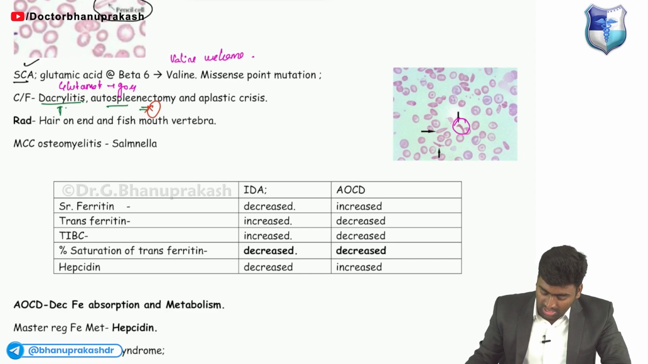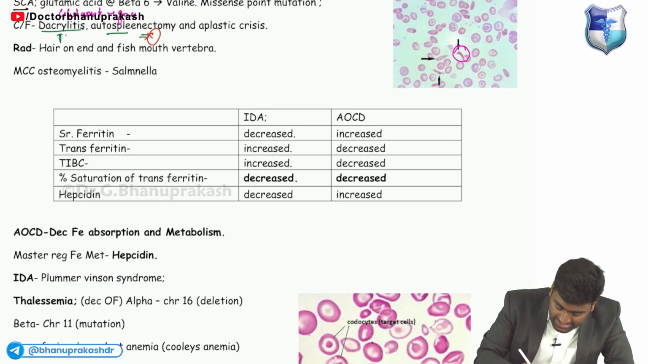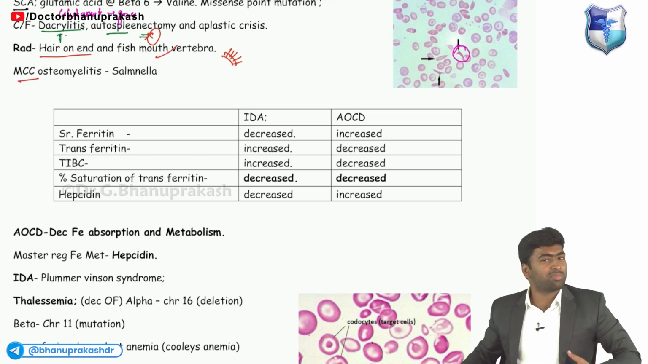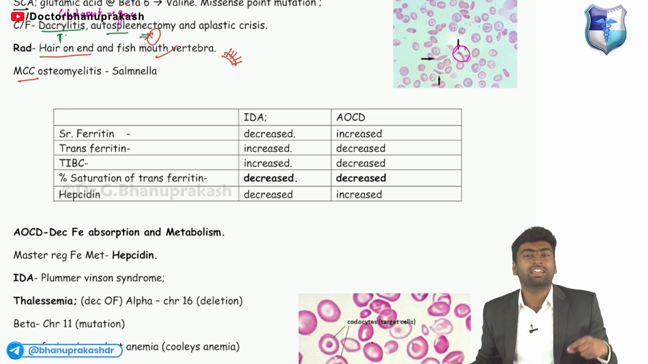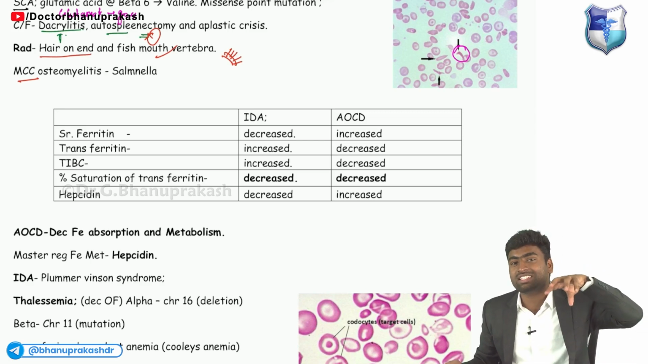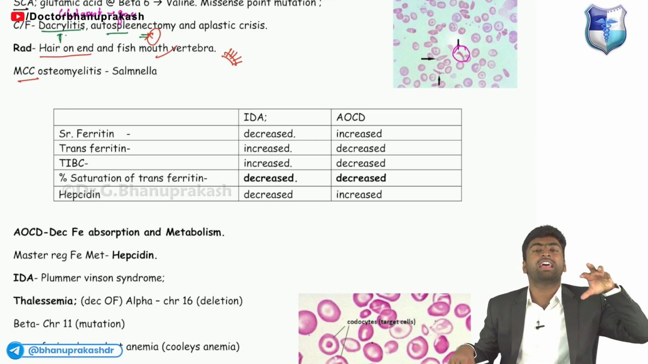Okay, just remember this. On X-ray we will be able to see an appearance known as hair-on-end appearance and fish-mouth vertebra. And usually we know the most common cause of osteomyelitis is Staph aureus, whereas in a case of sickle cell anemia, it is Salmonella.